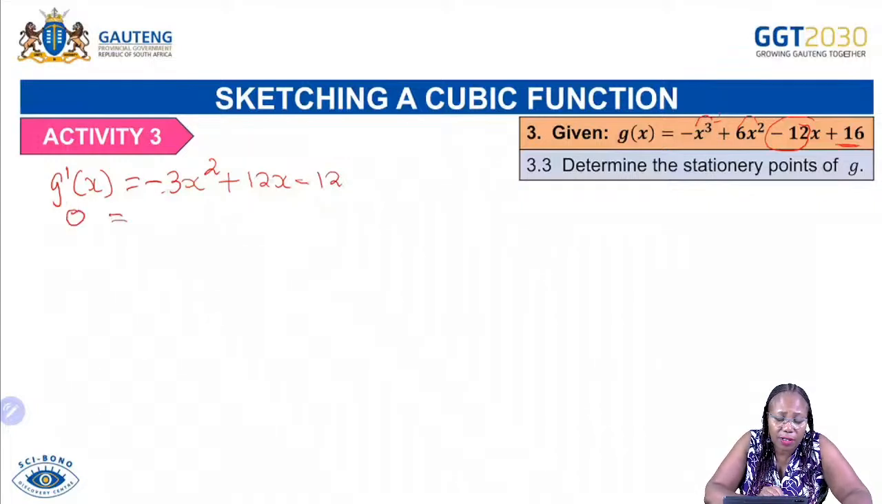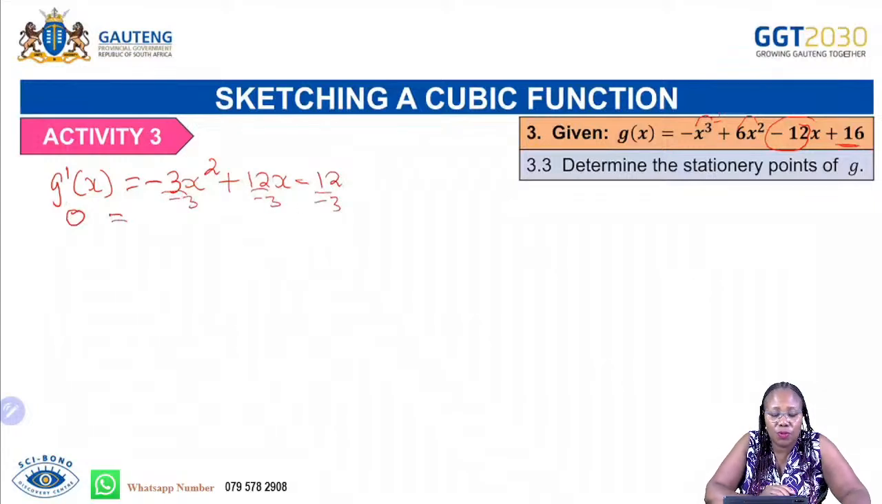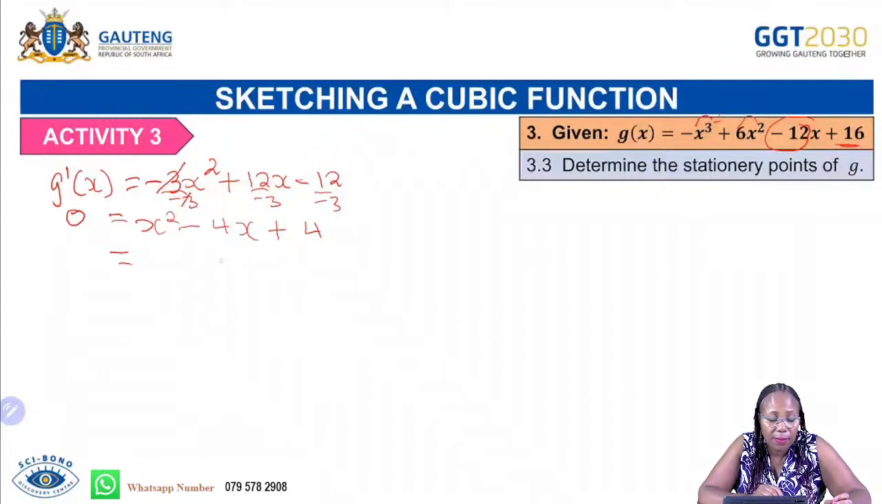And then this side we can divide by minus 3 throughout because it is possible to do so to simplify your equation. Minus 3 goes once, you are left with x squared. Minus 3 into 12 is minus 4x. And then minus 3 into minus 12, that is positive 4. So we are looking for factors of 4. When you add them, they give you a minus 4. That will be x minus 2 and x minus 2.